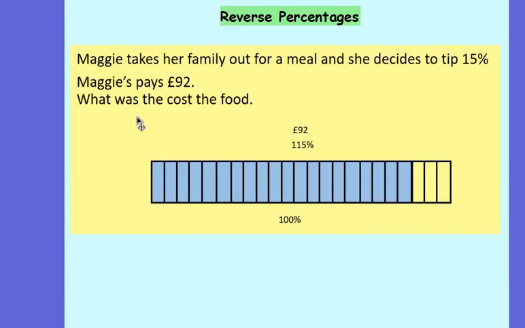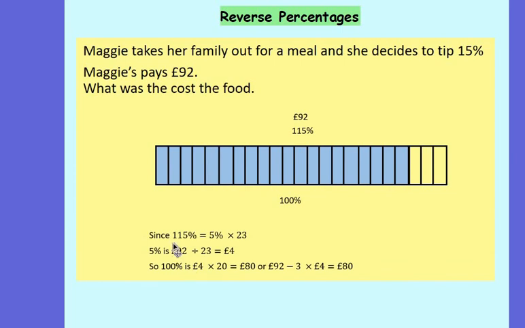Okay, mini whiteboards. Maggie takes her family out for a meal and she decides to tip 15% and she pays £92. What was the cost of her food? So we know that 115%, the cost of her food plus the 15%, is going to be worth £92. Can you work out what that original cost was, that 100%? Pause the video for a minute or two and have a think.